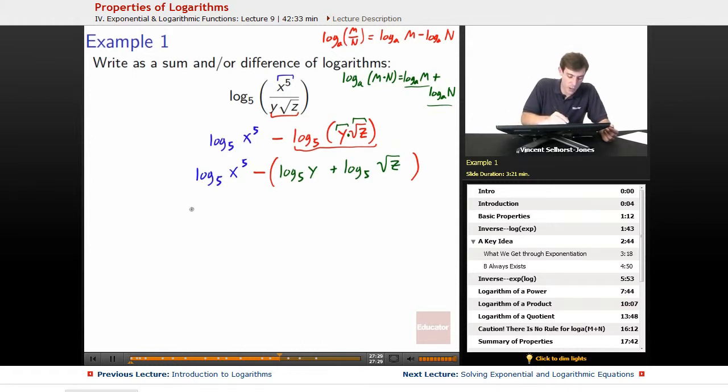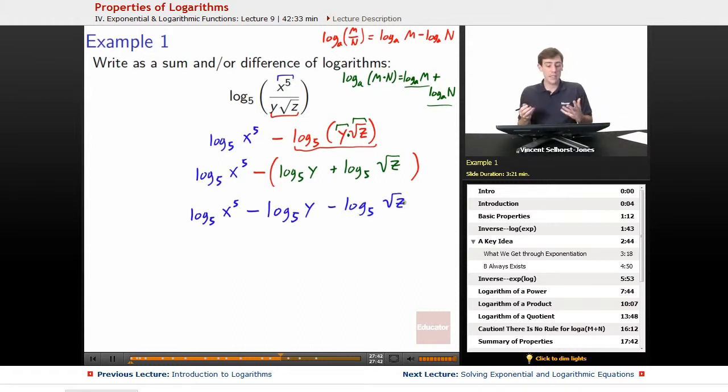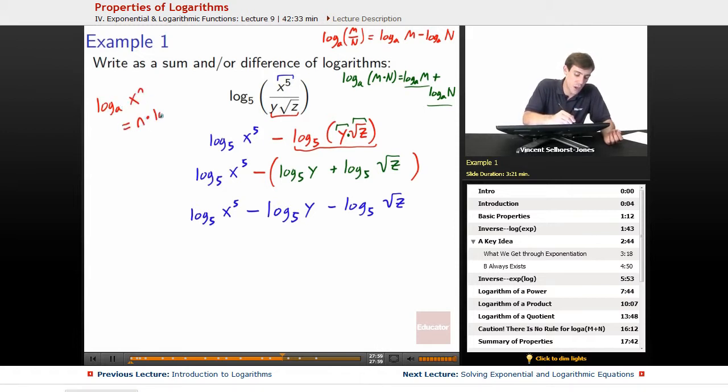Simplify this out a bit, we've got log base 5 of x to the 5th minus, our subtraction distributes, minus here as well, log base 5 of root z. Now, that is technically enough because we've got a sum and or difference of logarithms, but we can also take it one step further and we can get rid of these exponents. We can get rid of the 5th power, we can get rid of the root z, because we also have the rule that log base a for any base of x to the n is equal to n times log base a of x.